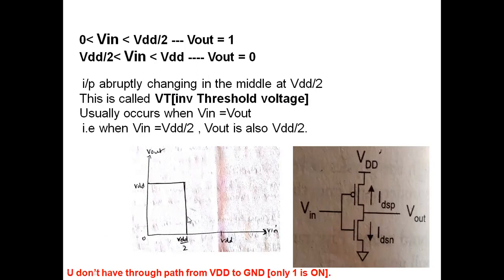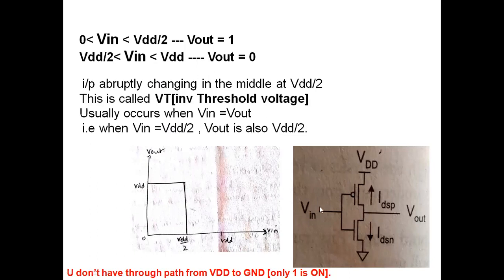That is, at this point Vin is VDD by 2, and at this point Vin is equal to VDD by 2 and the output is also VDD by 2, means Vin is equal to Vout, where Vin is VDD by 2 and Vout is also VDD by 2. So we don't have a through path from VDD to ground, means only one device will be active at any instant of time.